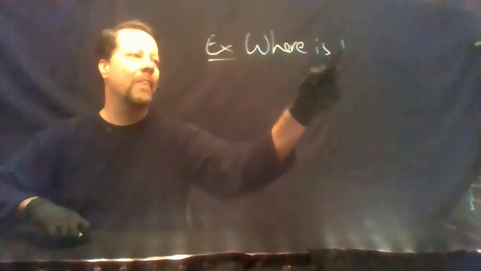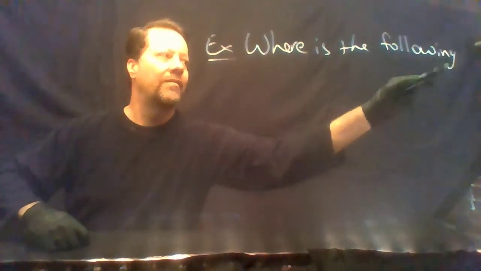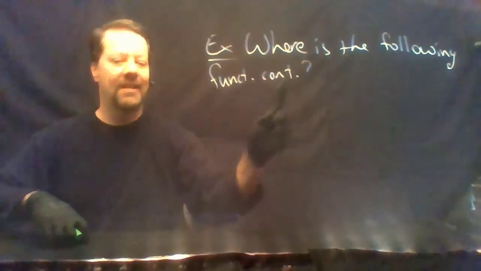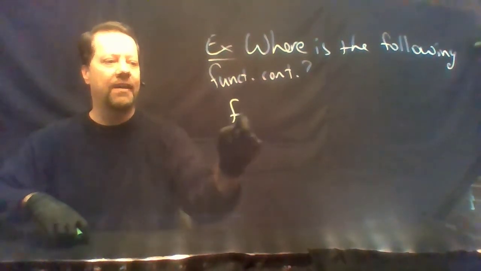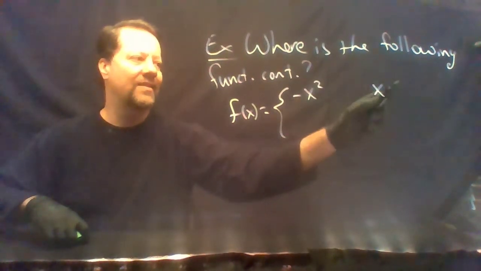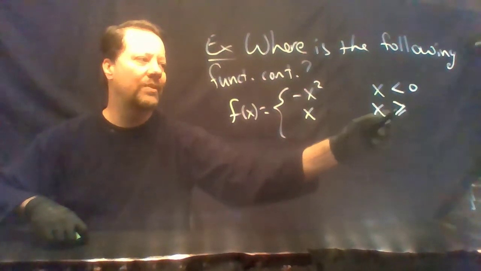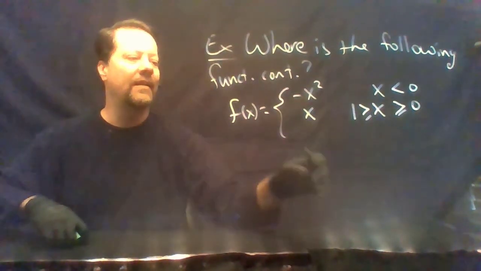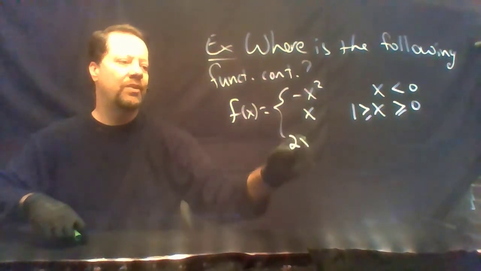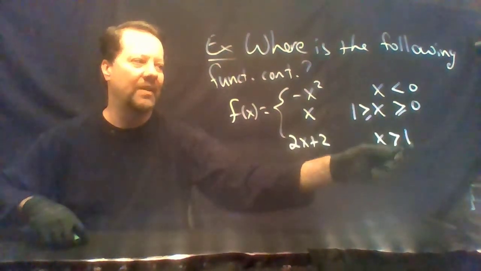Where is the following function continuous? We'll define the function as follows. F of x equals, say, negative x squared when x is less than 0, x when x is greater than or equal to 0 but less than or equal to 1, and let's say 2x plus 2 when x is strictly greater than 1.